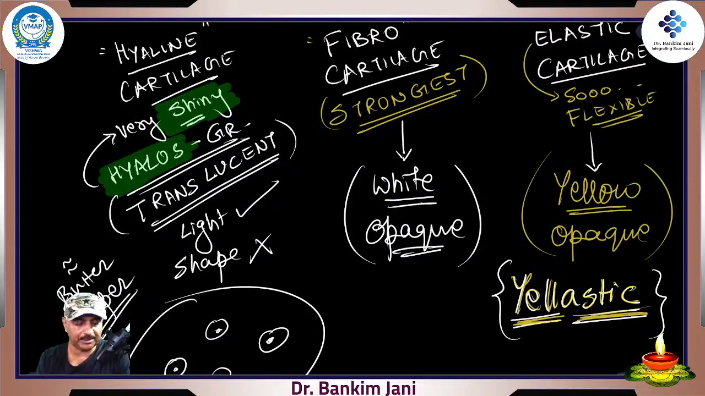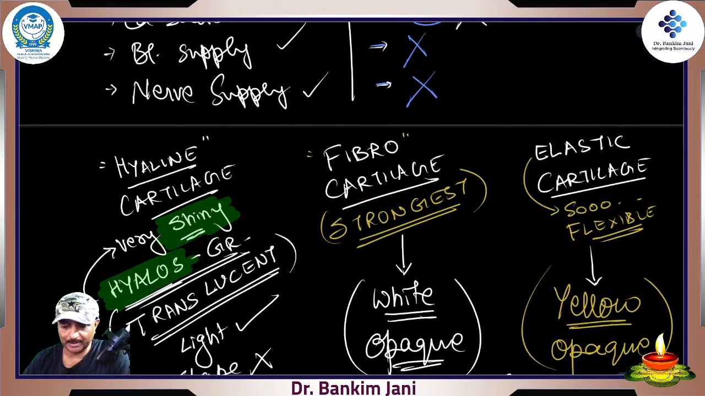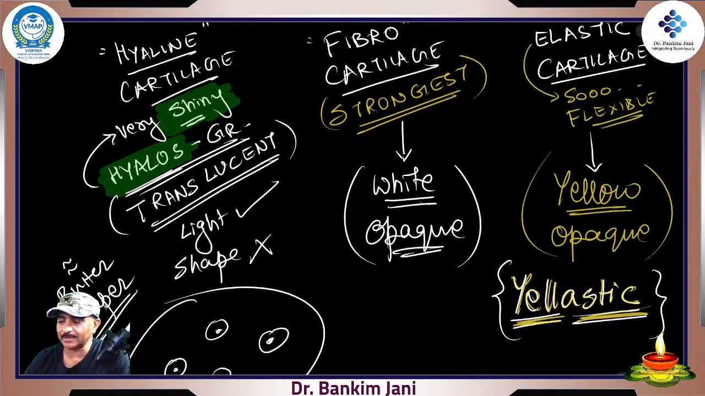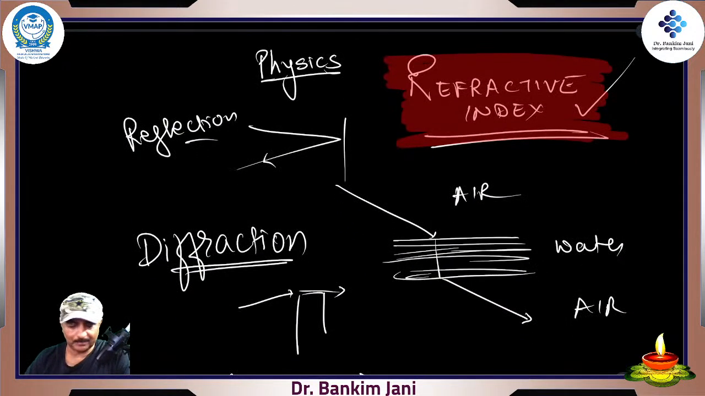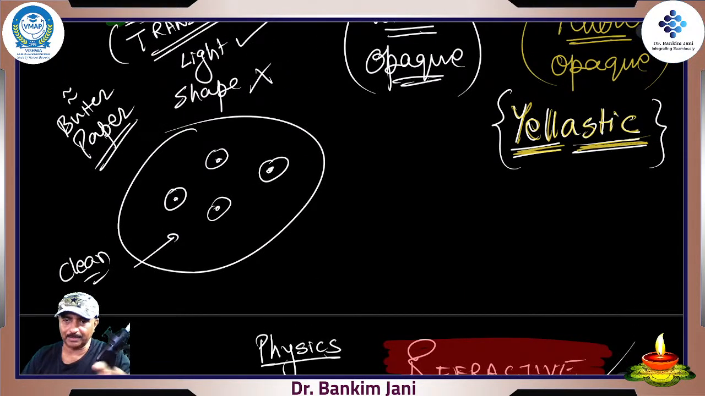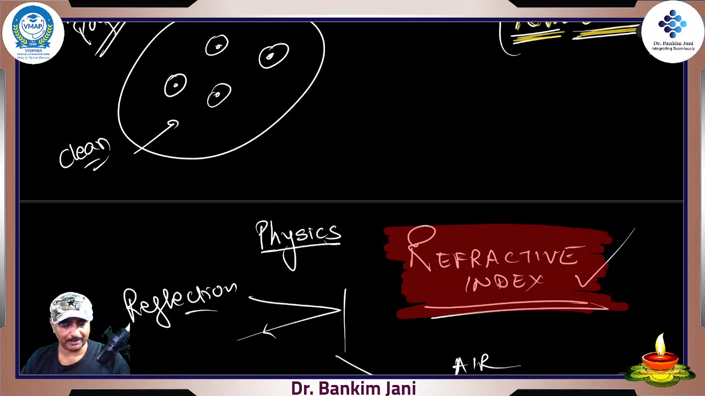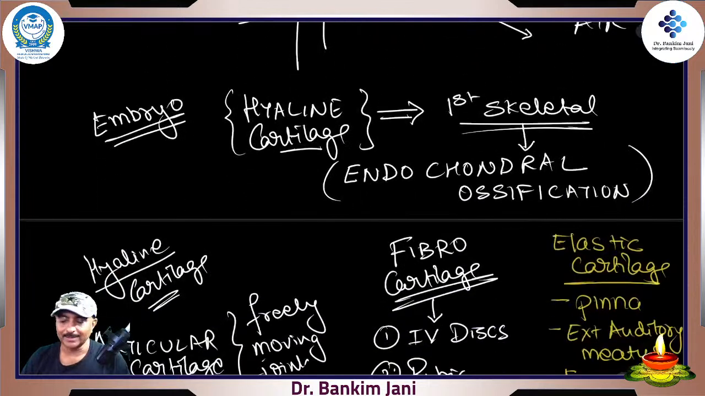Hyaline cartilage is very shiny, and the name came from the word hyalos, right? Hyalos is a Greek word, that is, it makes it translucent. Translucent means light can pass but shape won't be seen, exactly like butter paper, right? Fibrocartilage is the strongest, white, opaque. Elastic cartilage is so flexible, yellow, opaque, so we call it elastic, right? This was about the refractive index, that is, the bending of light when it passes from one medium to another. In hyaline cartilage, the refractive index of the ground material and the fiber is the same, so that's why we won't be able to see them separately, right?